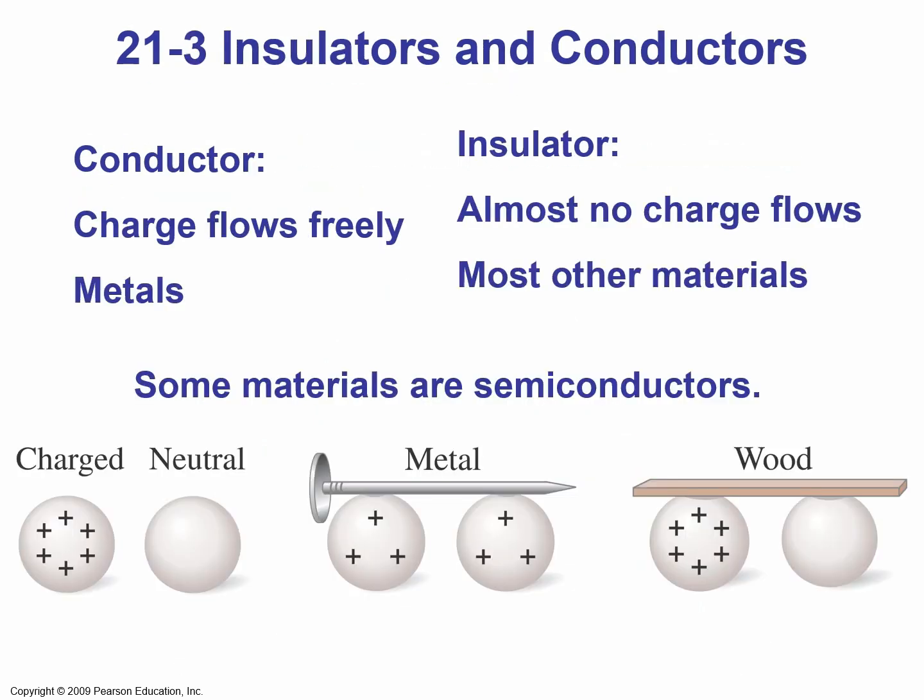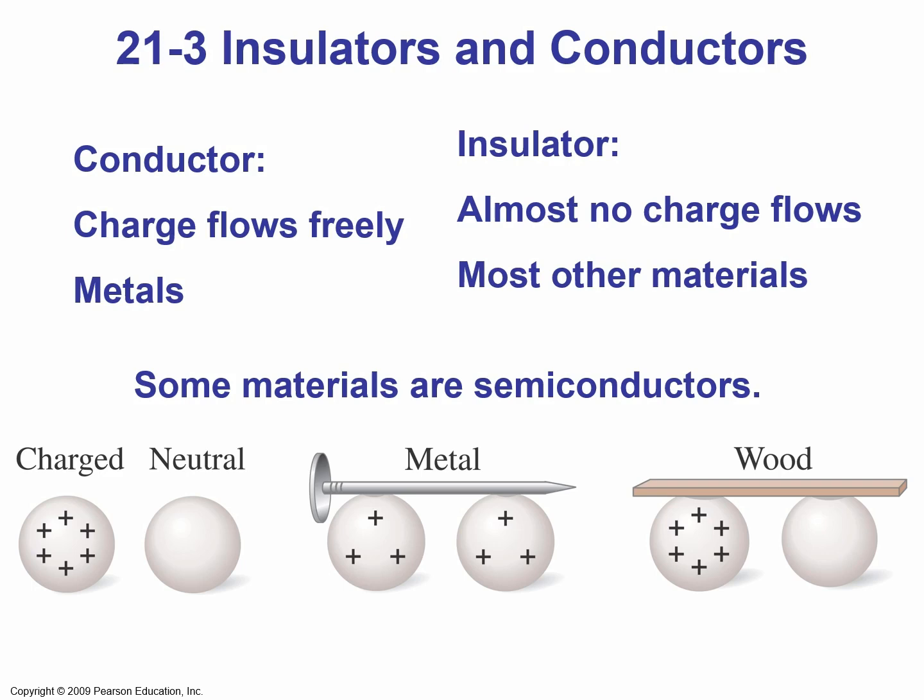Section 3: Insulators and conductors. Conductors are defined as materials in which charge can flow freely. The most important example of conductors are metals. On the other hand, we have insulators, in which there is no flow of charges. Most materials other than metals are insulators.